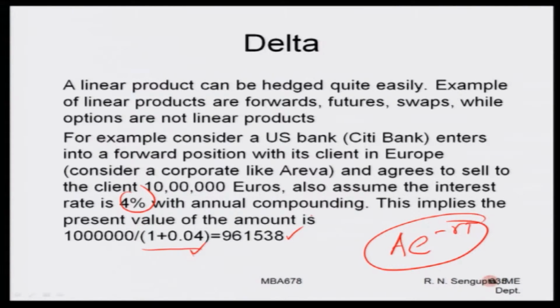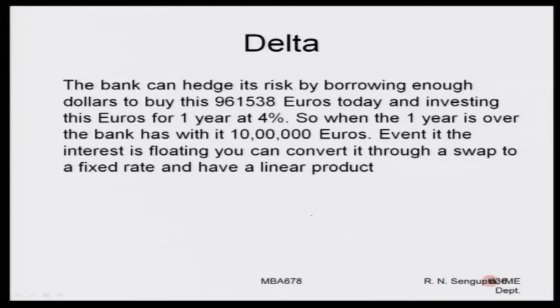So this is just a simple example to denote the concept of delta, and there you find out the value of the portfolio. So the change of the value of the portfolio with respect to the change of the price of the input, which is S, and then you can find out the deltas. The bank can hedge its risk, as we are considering, by borrowing enough dollars to buy these 961,538 euros today, which is the present value you calculated, and investing this for 1 year at 4% interest rate. So when the 1 year is over, the bank has its 1 million euros as calculated at the rate of interest of 4%.